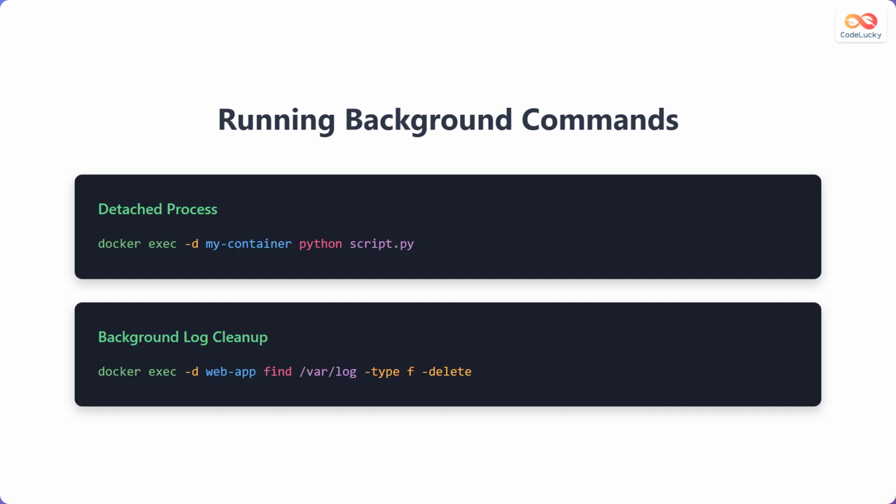Docker exec can also be used to run commands in the background. To run a detached process, use the command docker exec -d my-container python script.py. To run a background log cleanup, use the command docker exec -d web-app find /var/log -type f -delete.